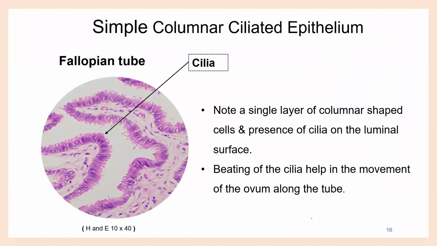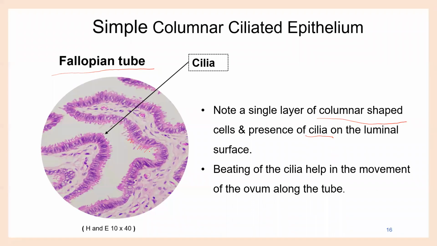Okay, so this here is a section from the fallopian tube, the uterine tube, and a uterine tube is convoluted. That is why it looks like this when you cut across it. It has a single layer of columnar cells, simple columnar epithelium. However, it has cilia on the luminal surface, so you can see the cilia here.